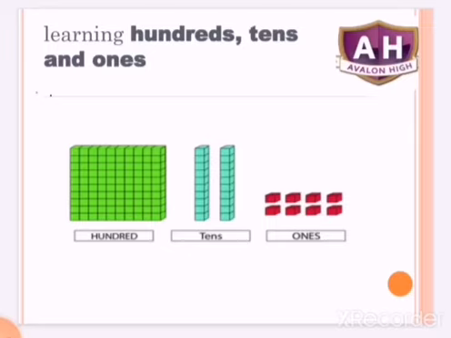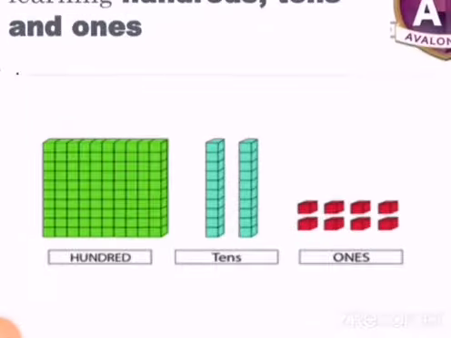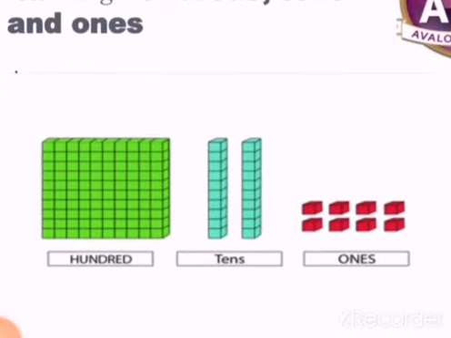In this picture you can see that there is a bar of green color that has 100 blocks, that will be called 100. If there were two bars of 100 blocks, then there would be 200, but there is only one bar. In the next picture you can see that there are two bars of green color. One bar contains 10 blocks.